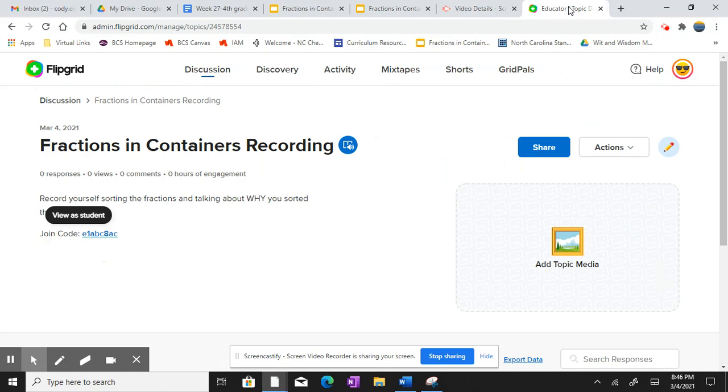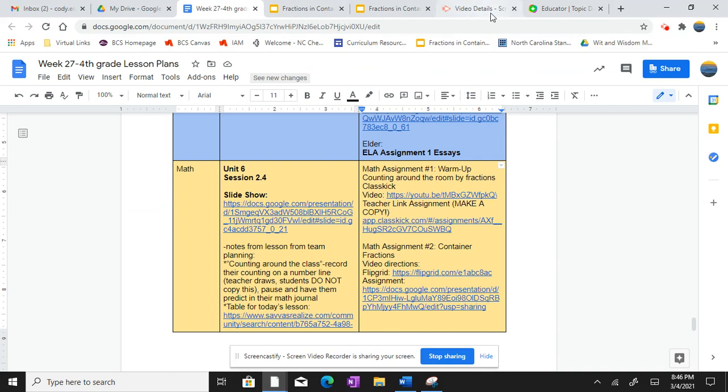When you're done, you click back over to the flip grid and hit turn in. Then you go back into the classroom and hit turn in for the slideshow. All right, let's see if you can do this complicated assignment.